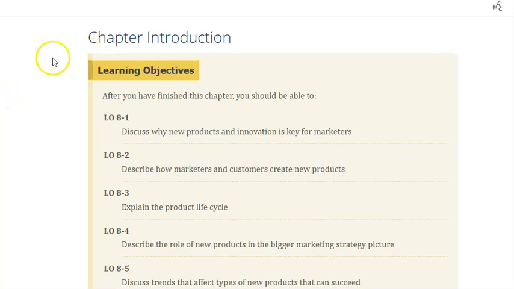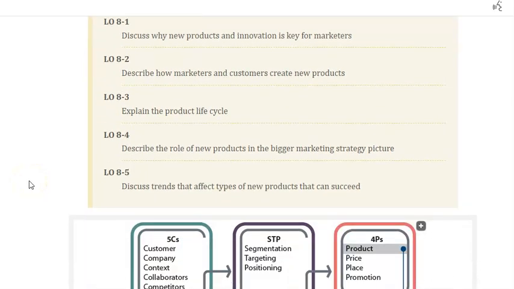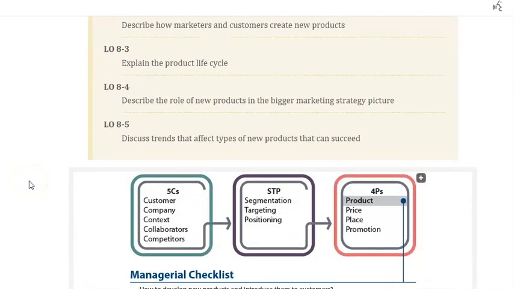So at the end of the chapter, you want to be able to discuss why new products or innovations are key to marketers. You can describe how marketers and customers create new products. Explain the product life cycle. Describe the role of new products in the bigger marketing strategy picture. And discuss trends that affect the types of new products that can succeed.